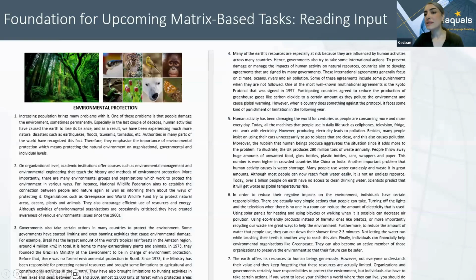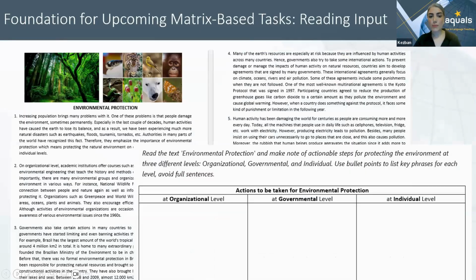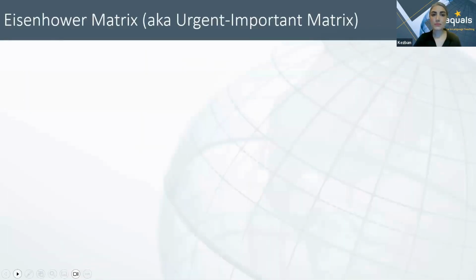Before going into details of such matrices, I would like to set the stage first. This reading is used as the foundation for all the upcoming matrix-based tasks. Students read this and took notes about what could be done to protect the environment at 3 levels: organizational level, governmental level, and individual level. So this was the input students received before practicing using such matrices.